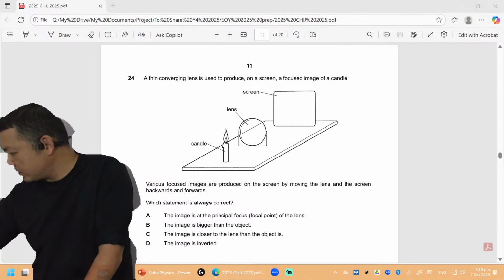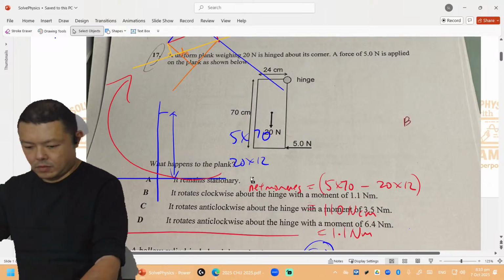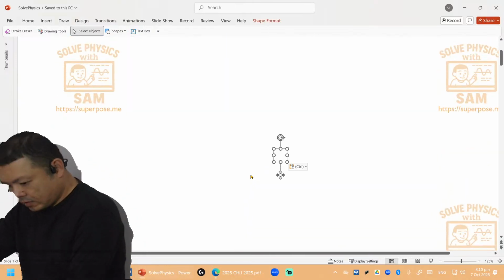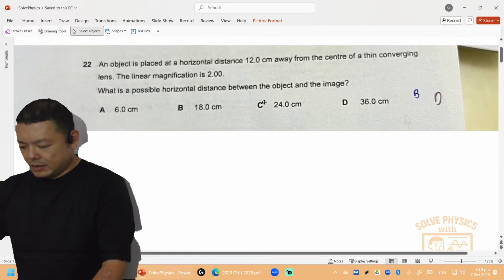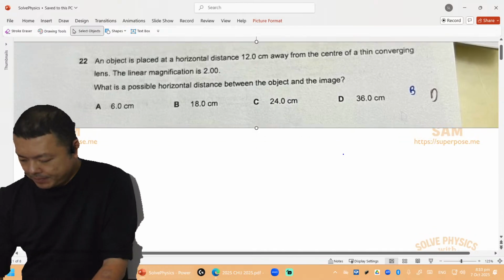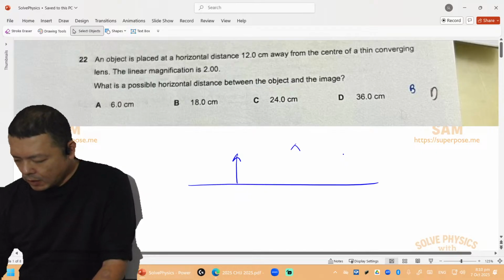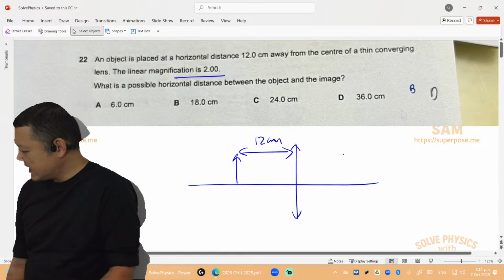Wait, let's go back to Garen's question. Okay. Object placed 12 cm away from a lens, 12 cm. Okay. They say that linear magnification. Hey, wait, this is Garen, is it?